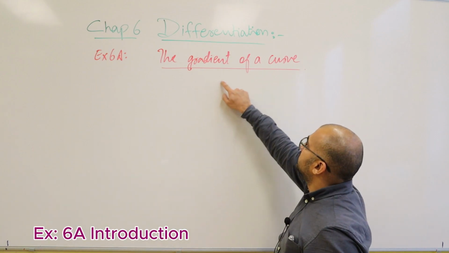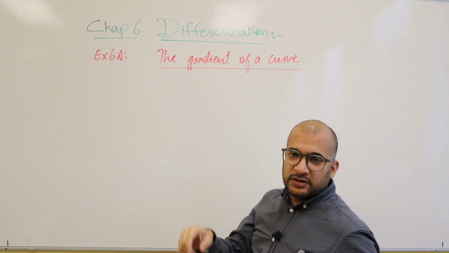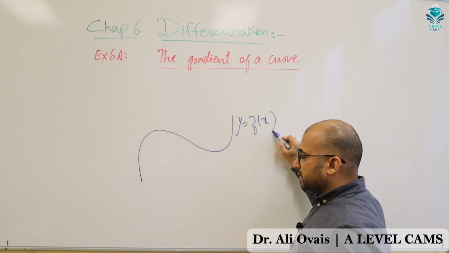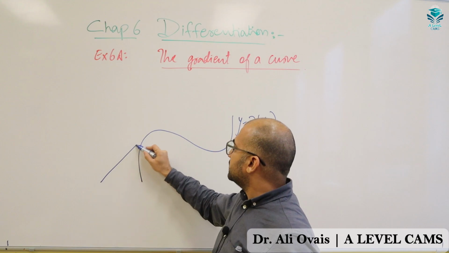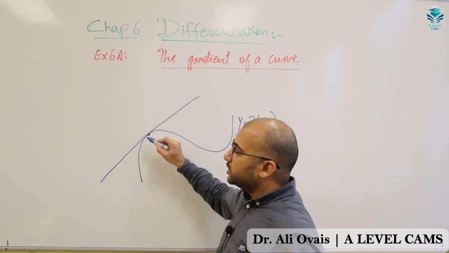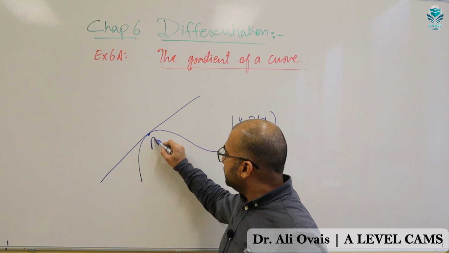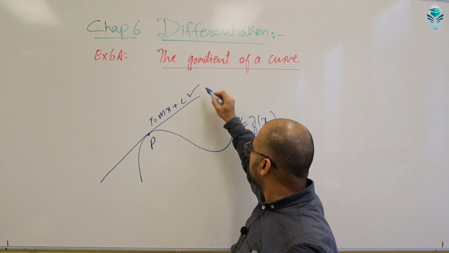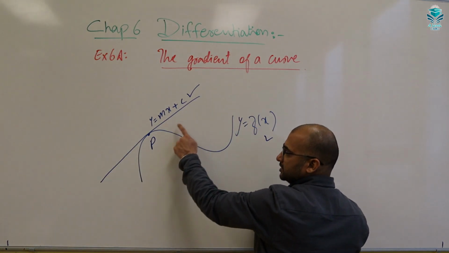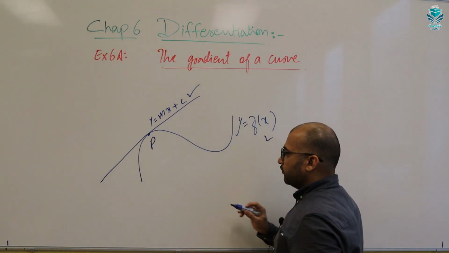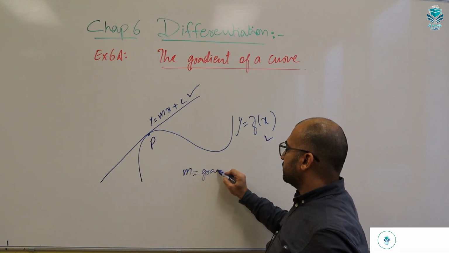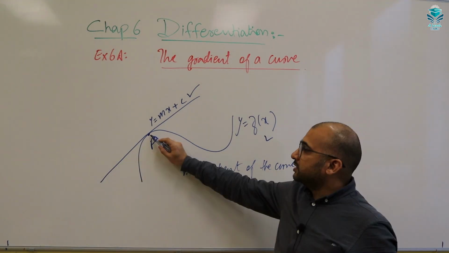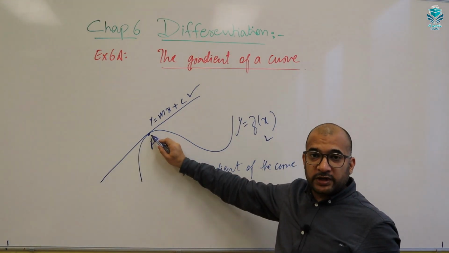In this lecture we will discuss the gradient of a curve. To understand the gradient of a curve, consider a curve. Let's say this curve is f of x, and a line that is a tangent to the curve at the point of contact P. Let's say this line is y equals mx plus c, and this line is tangent at the point of contact, where m is the gradient of the curve at the point of contact P.